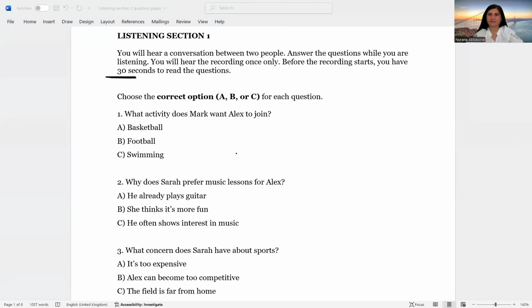You will hear a conversation between 2 people. Answer the questions while you are listening. You will hear the recording once only. Before the recording starts, you have 30 seconds to read the questions.